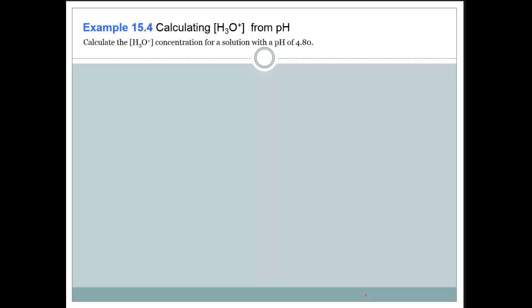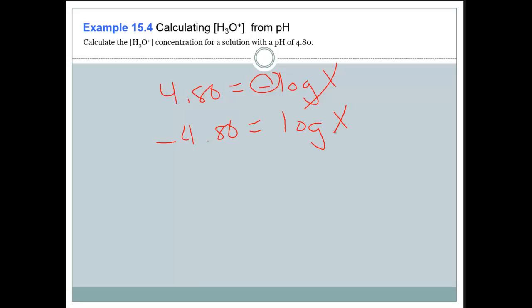Finally, our last example. Calculate the H3O plus concentration of a solution with a pH of 4.8. We're doing the reverse now. So 4.8 is equal to negative log of x, what we're looking for. So first thing I want to do is get rid of that negative sign. So negative 4.8 is equal to log of x.